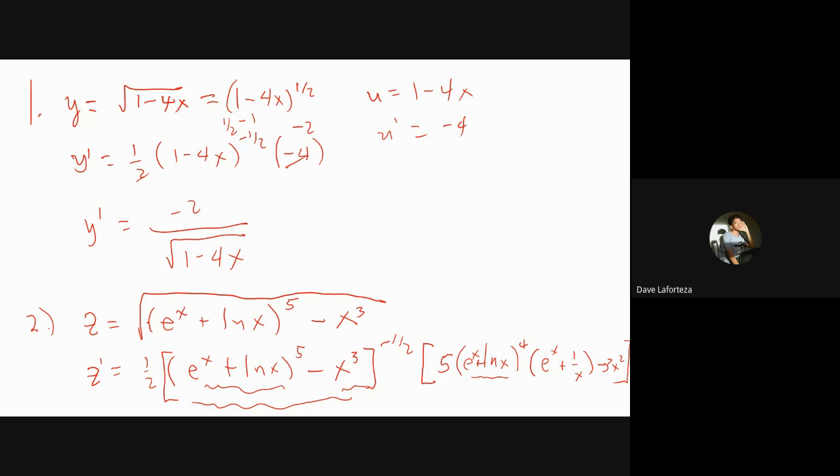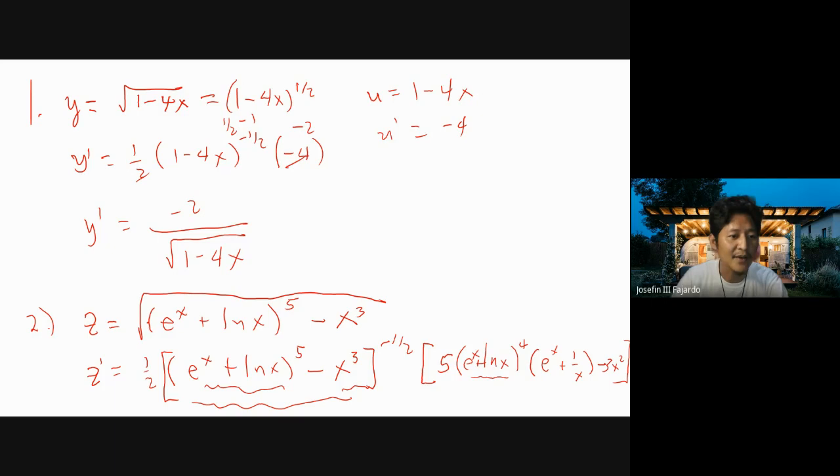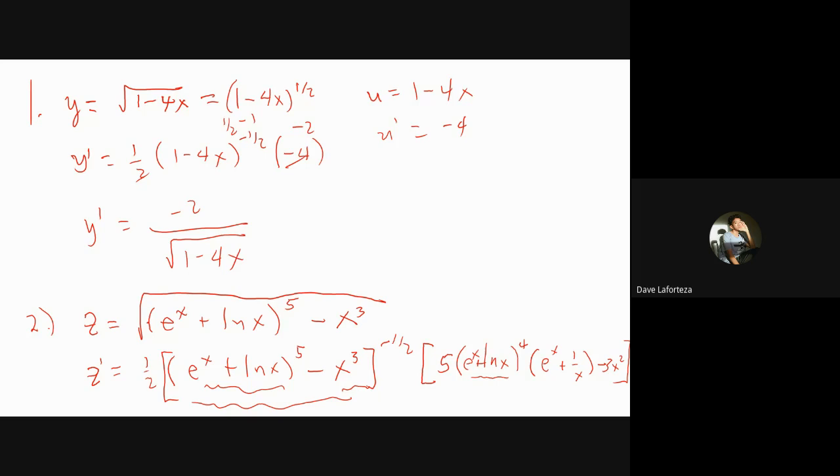Okay, let's have one more. Gusto niyo pa ba o ayaw niyo na? Isa pa? Sige po. Okay, isa pa. Let's have number 3. Ayaw magsulat ng aking marker. Nasa border na pala ako ng aking board.